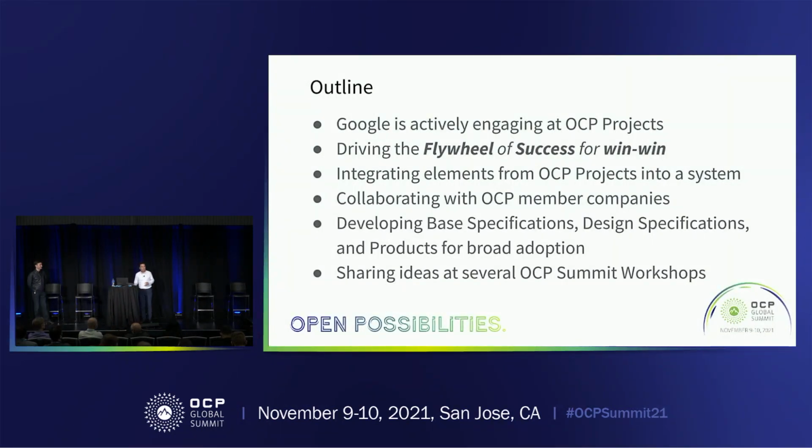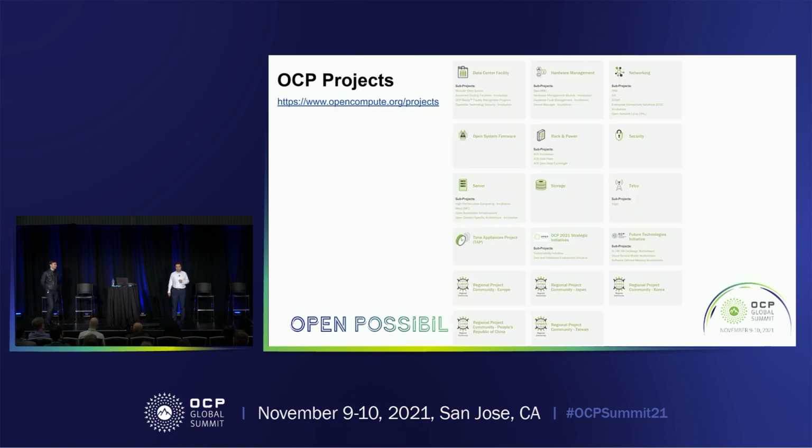Very good. We have a nice program for you today. I hope you enjoy it. We will first talk about how Google is participating within OCP projects. Then we talk about what we call the flywheel of success and how we integrate different technologies into eventual products. And then collaboration with OCP is important. And we end with conversation about a modular system that we're working through. And we introduce some of the workshop items we have for tomorrow.